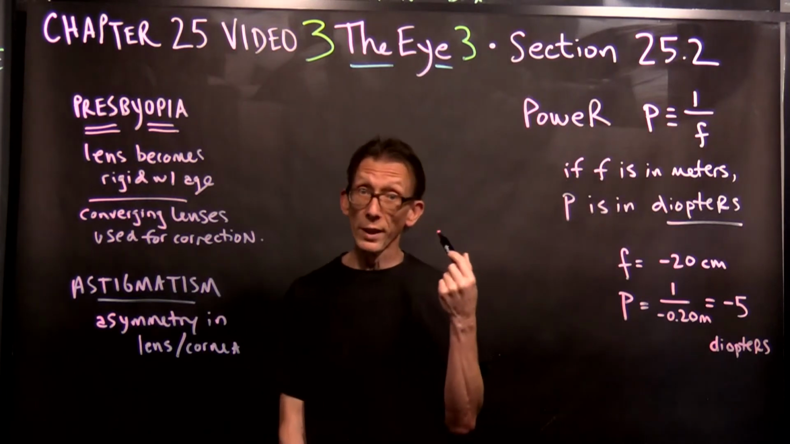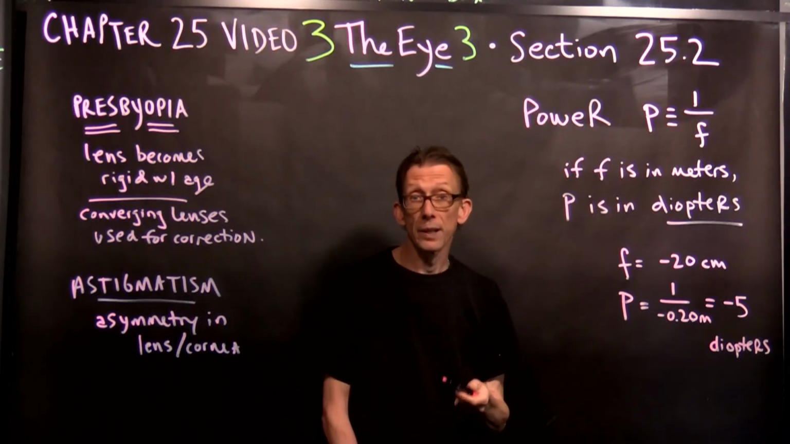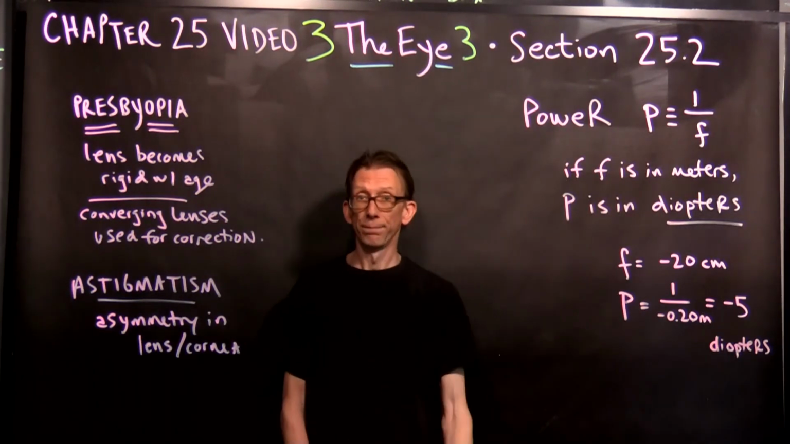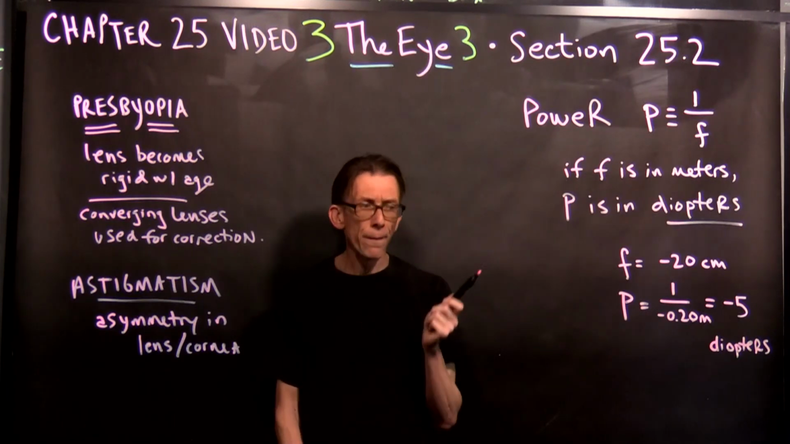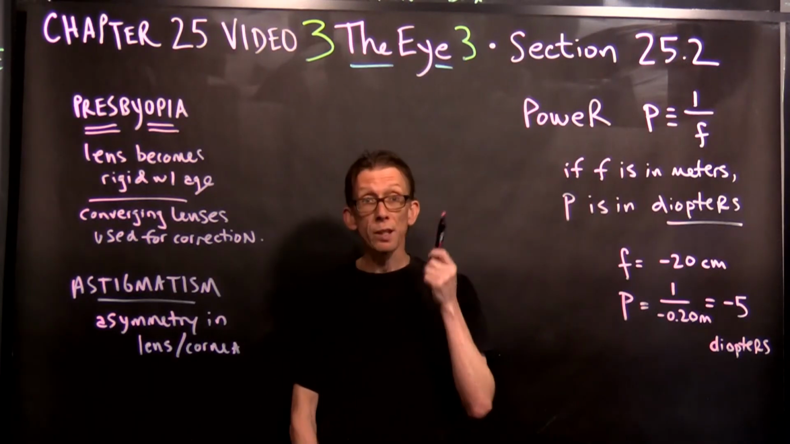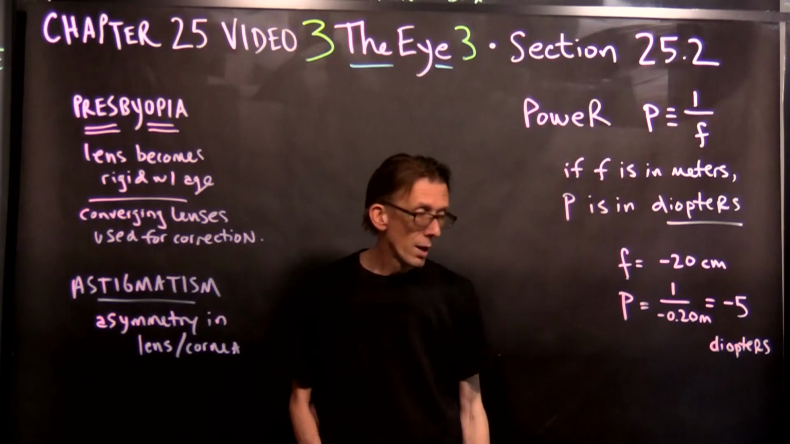And if you had converging lenses, power would be a positive number because the focal length for a converging lens is positive. All right. Okay, I think I've filled the board up enough for this one. It's a little short, 5 minutes, but that's okay. We will get to the example in video number 4, which is up next.